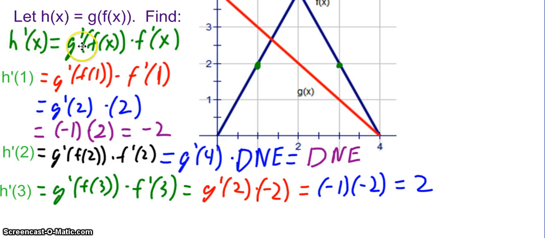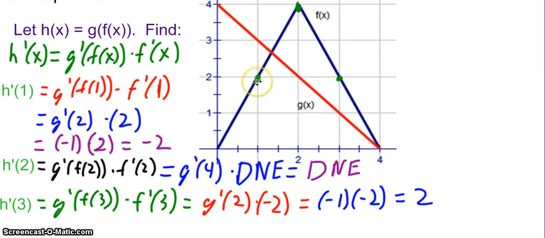Alright, so here we know h prime of x is g prime of f of x times f prime of x. So h prime of 1 is g prime of f of 1 times f prime of 1. What is f of 1? F of 1 is 2 right here. So then g prime of 2 is, what is the slope? Well, that's negative 1. And then f prime of 1, what is the slope here? That is positive 2. So h prime of 1 is negative 2. Negative 1 times 2 is negative 2.